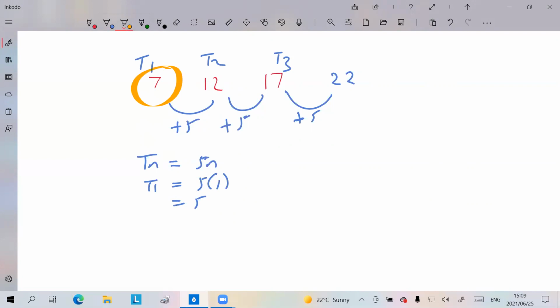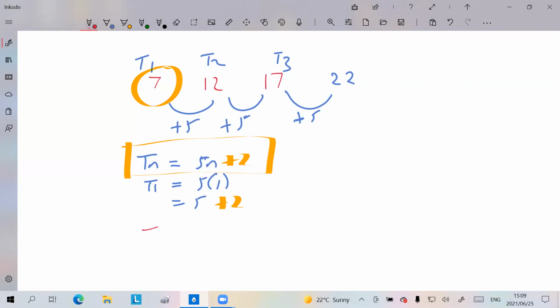What do I need to do to turn the 5 into a 7? I need to add 2. So I do that to the formula. Therefore, there's your formula: Tn is equal to 5n plus 2. Tn is equal to 5n plus 2 is the answer. It's the formula. It's the rule.